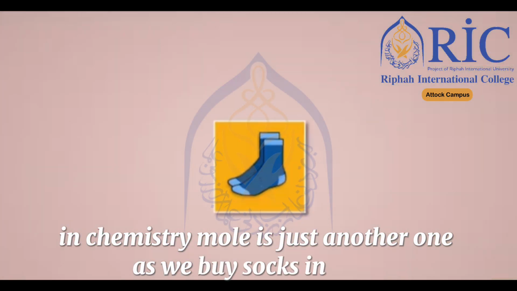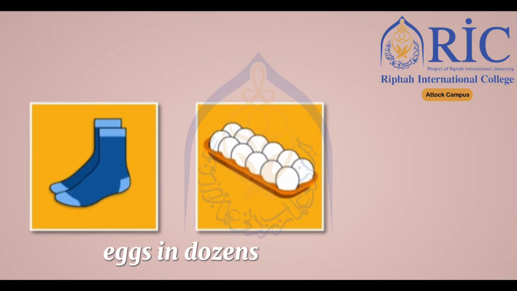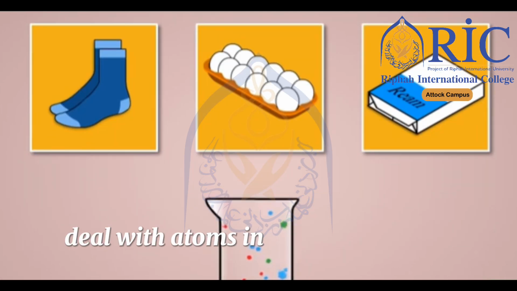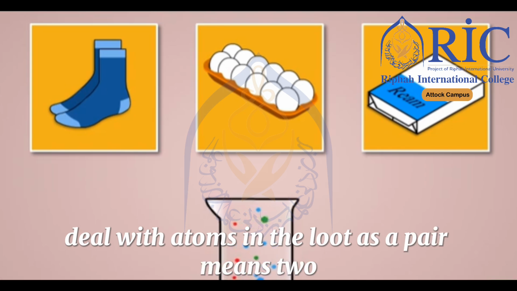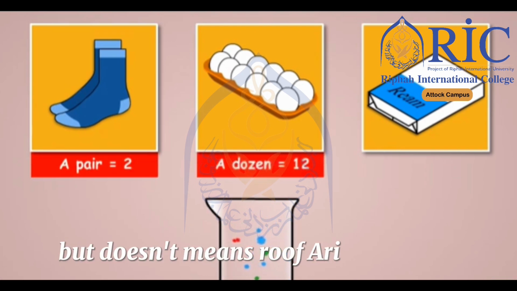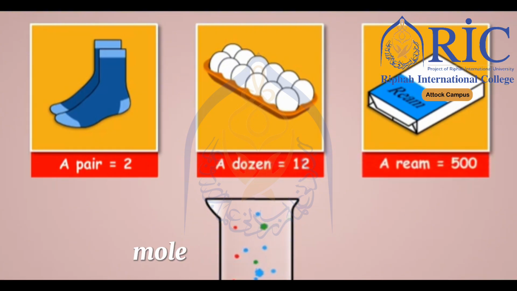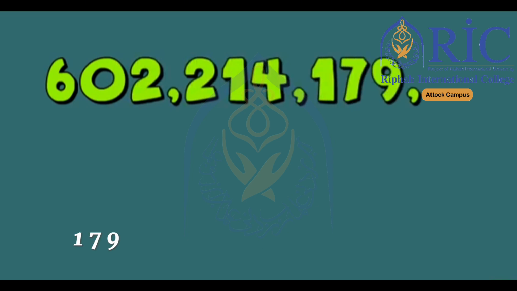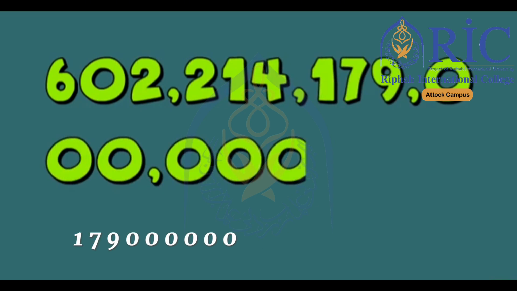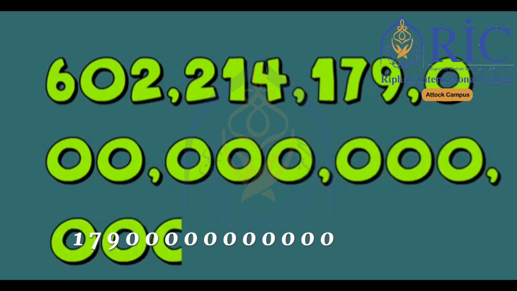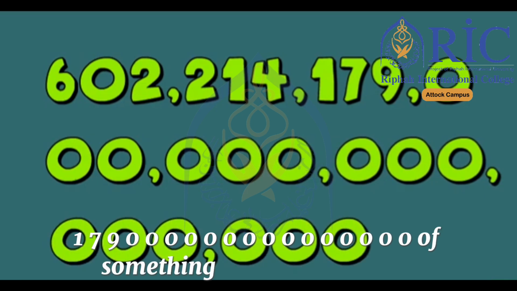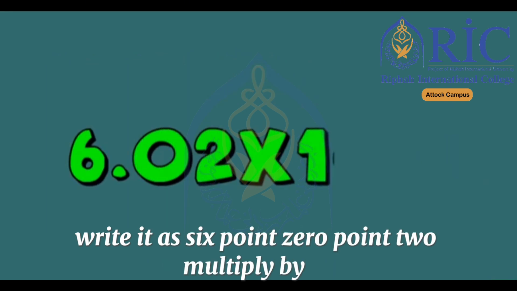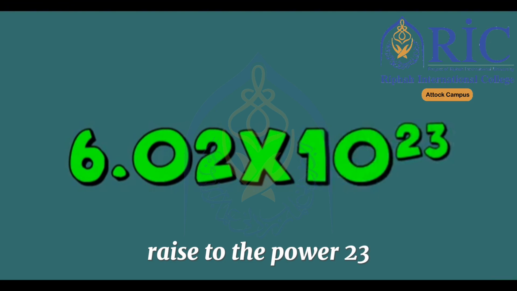As we buy socks in pairs, eggs in dozens, paper in a ream, similarly, in chemistry, we deal with atoms in moles. As a pair means 2, a dozen means 12, a ream means 500, 1 mole is essentially 602,214,179,000,000,000,000,000 of something. To make life easier, we write it as 6.022 multiplied by 10 raised to the power 23.